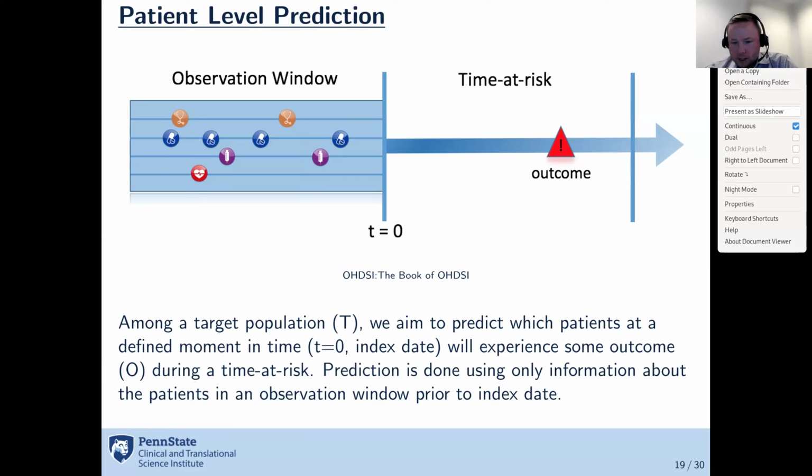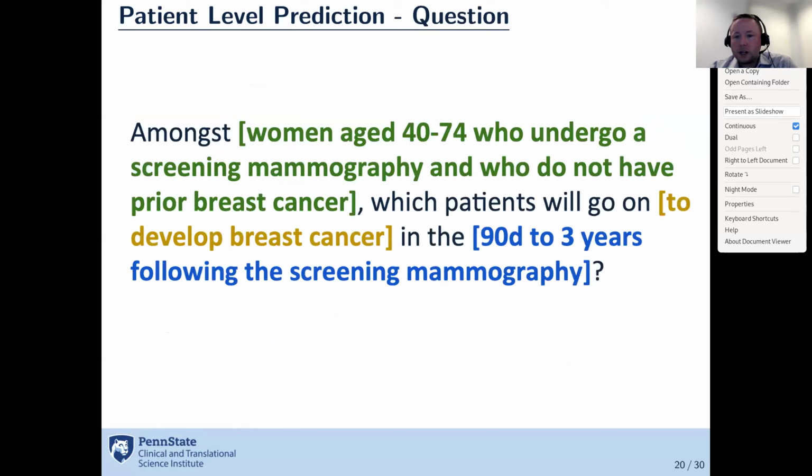Among a target population T, we aim to predict which patients at a defined moment of time will experience some outcome during some time at risk. So prediction is only done using information about the patients before that index date, right? We can't use future information to predict the future. That's cheating. So the clinical question here was: amongst women aged 40 to 74 who undergo a screening mammogram and who do not have a prior history of breast cancer, which will go on to develop breast cancer 90 days to 3 years following that screening?